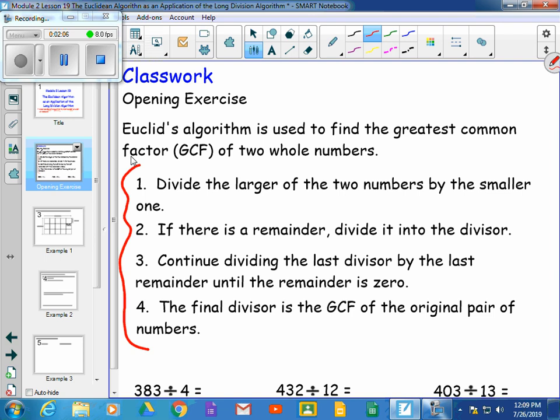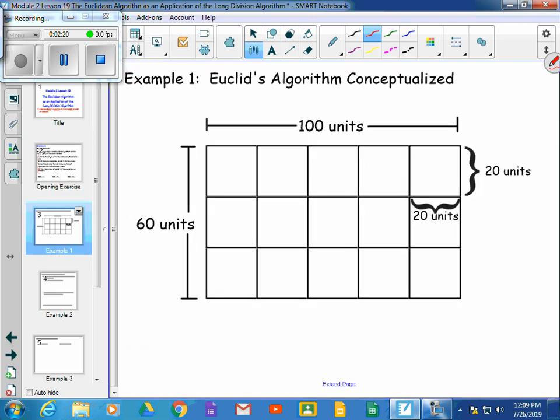And here's the thing that tricks kids. You might want to make an extra circle there. The final divisor is the greatest common factor of the original pair of numbers. Let's move ahead to example number 1.